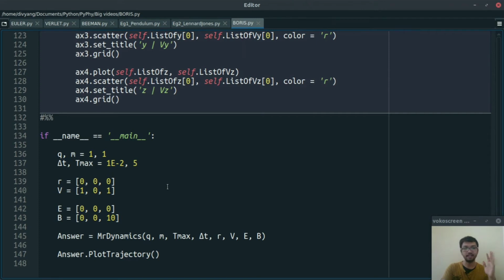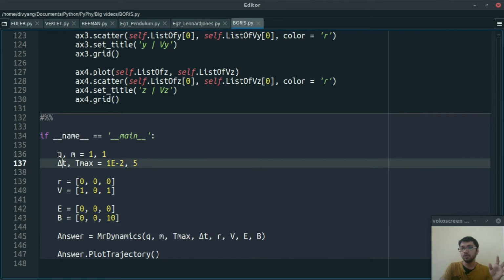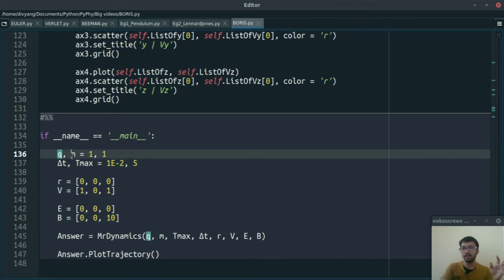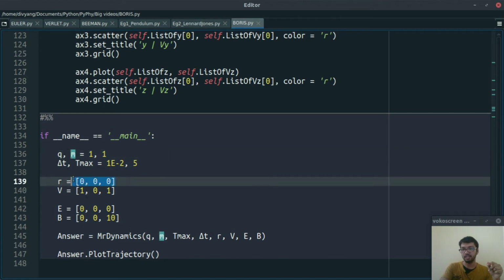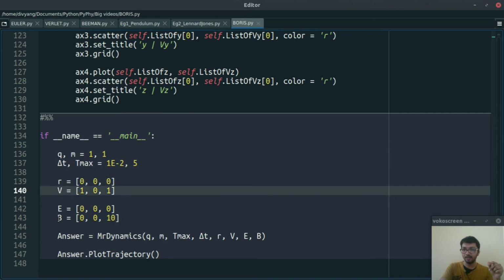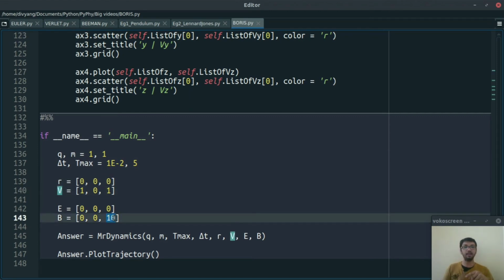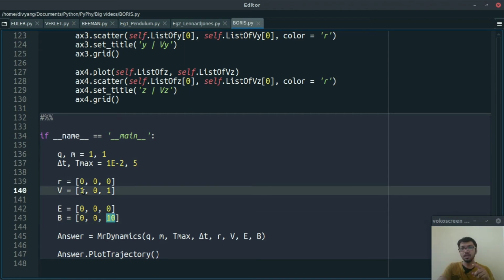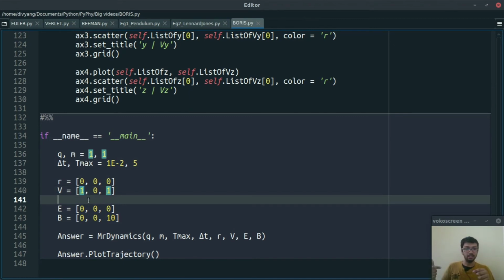So this completes the second part, the algorithm part. Let's pass some arguments to this object and run this code. This is the charge of the particle, this is the mass of the particle. Initially my particle is at the origin, and I am applying a 10 Tesla magnetic field in the z direction, meaning the vertical direction, and this is the velocity component. So this is the x component of velocity, and this x component of velocity is perpendicular to this magnetic field.